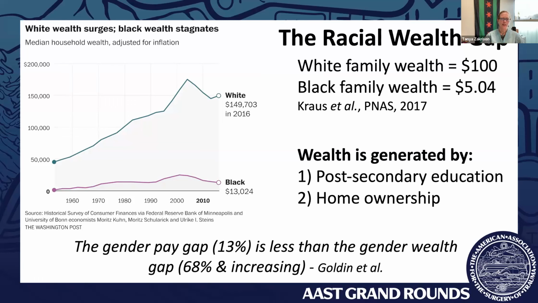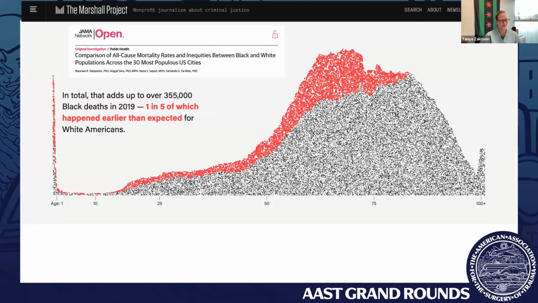Claudia Goldin won the Nobel Prize in Economics, the equivalent thereof, this year, and she's done a lot of work on the gender wealth gap as well, and has been demonstrating that this has been increasing.